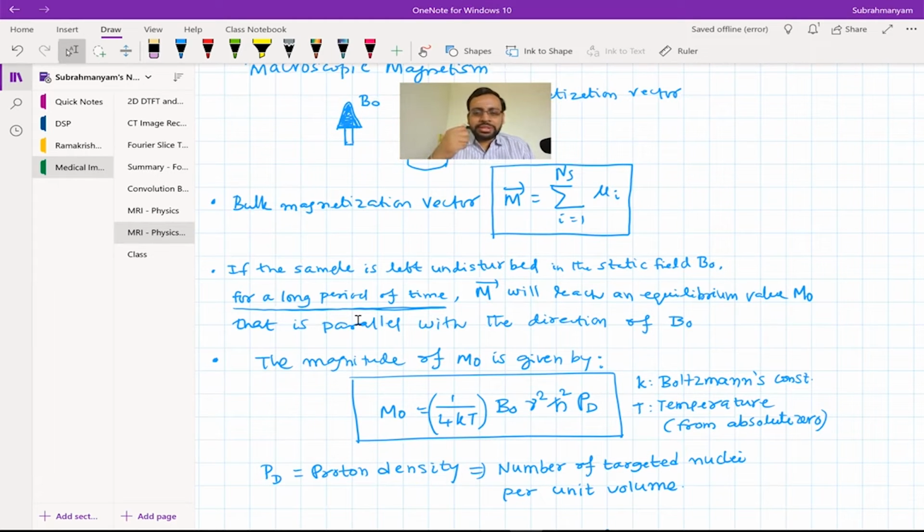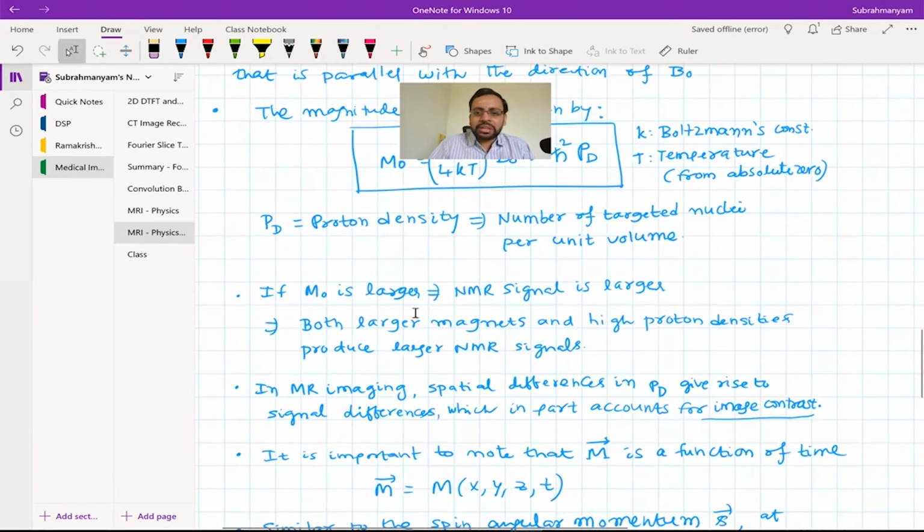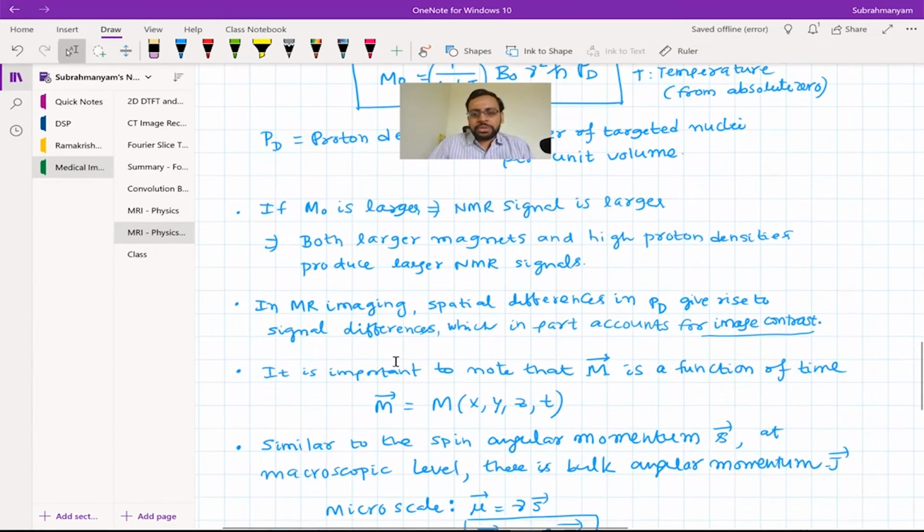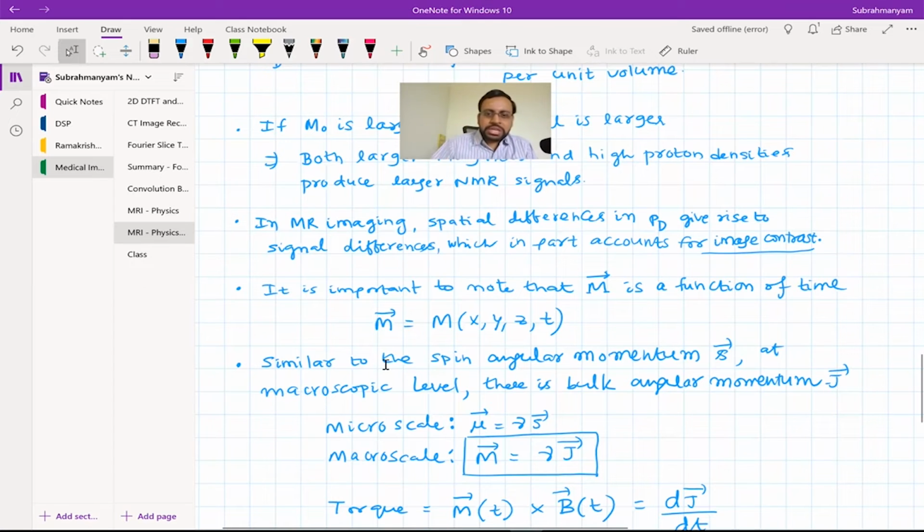It's very clear that the currents and voltages are dependent on time. In a similar way, the bulk magnetization vectors are also dependent on time. And of course, they are also spatially varying.